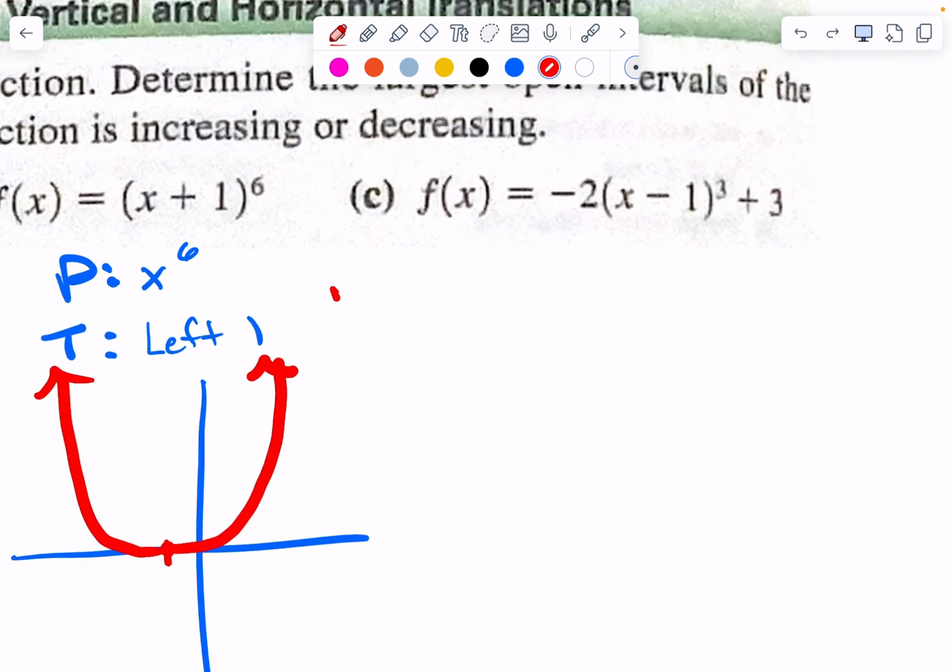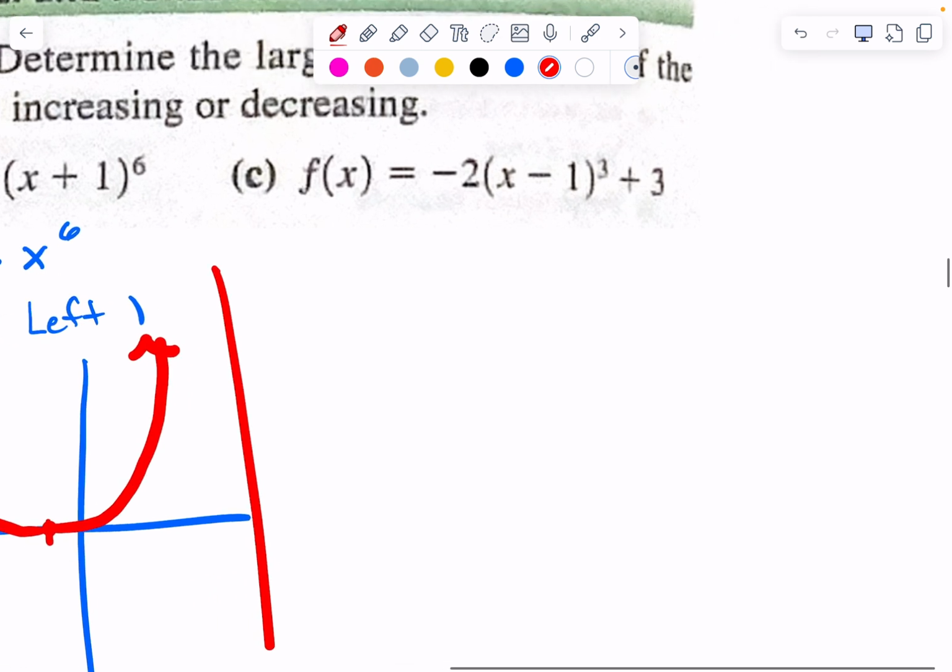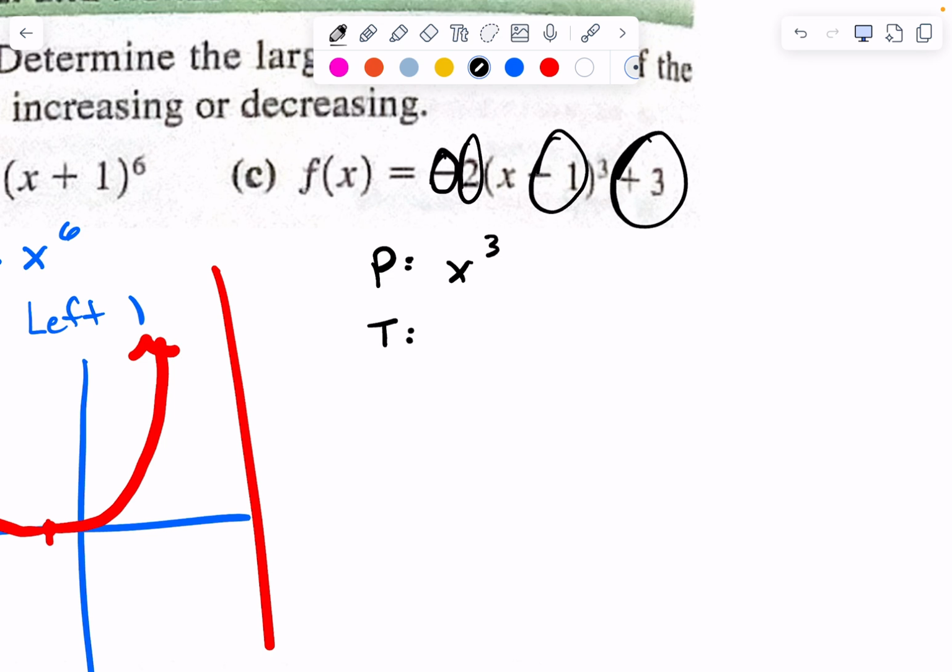Okay, third one, C, has a lot of things. What's his parent? X to the 3rd. If you strip away everything else, how many things does he have happening to him? 4: the negative, the 2, the minus 1, and the plus 3. Okay, so I'm going to make a list of 4. 1, 2, 3, 4. If I do that, which one of those comes first?